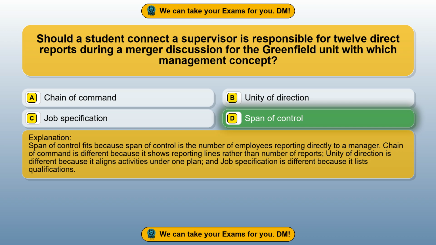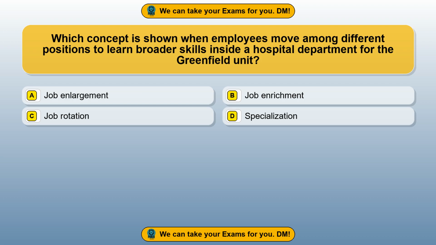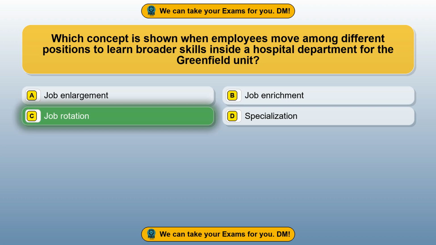Question 3. Which concept is shown when employees move among different positions to learn broader skills inside a hospital department for the Greenfield unit? Option A, job enlargement. Option B, job enrichment. Option C, job rotation. Option D, specialization. The correct answer is option C, job rotation.